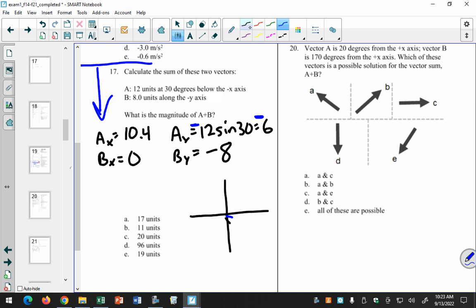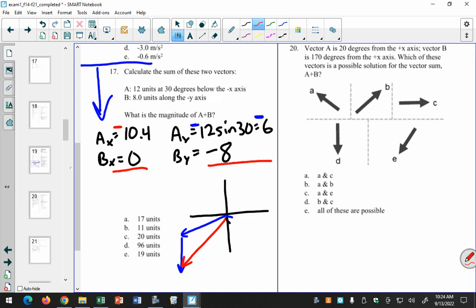12 units at 30 degrees below the negative x-axis, so right there, and then 8 units along the negative y-axis, like that. So the resultant vector will be like that. Okay? So that also means that ax is negative as well. Ooh, that was a little tricky, wasn't it? Not tricky, it's just you want to make sure that your vectors are drawn in the right quadrant. So here A has both negative x and y components.